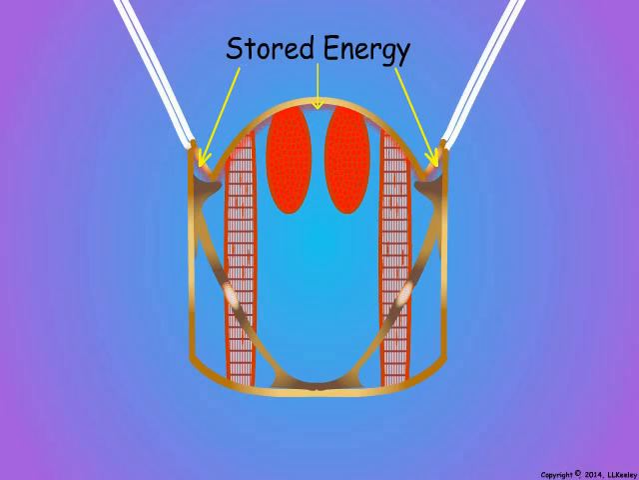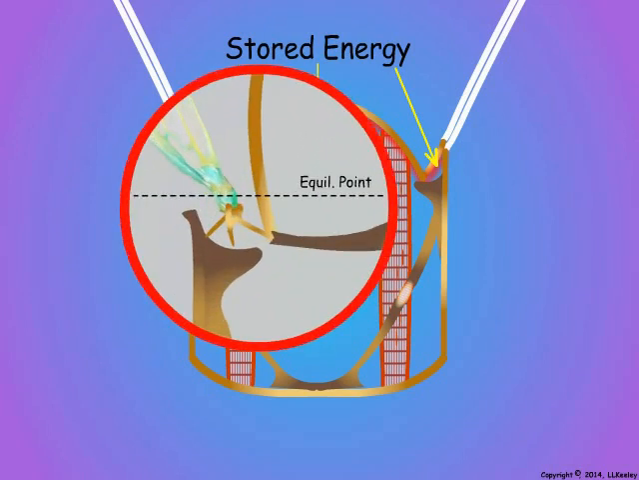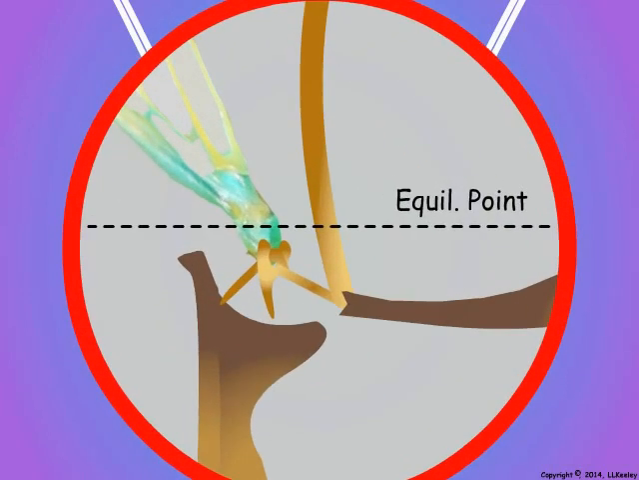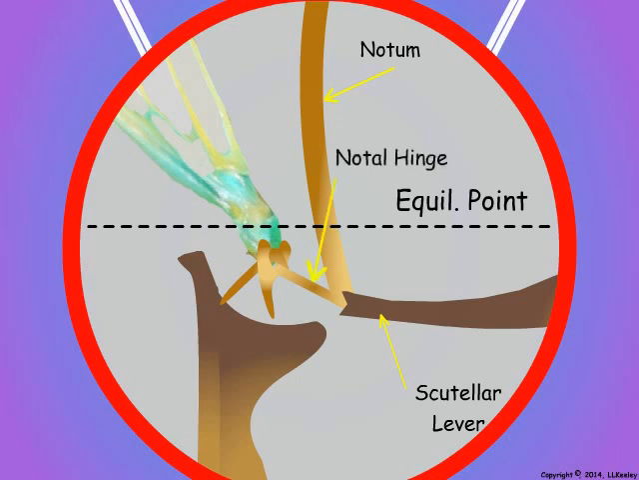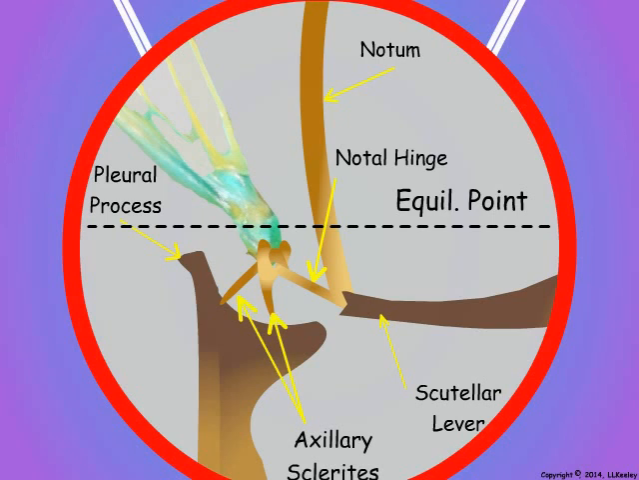Here is a magnification of the wing hinge to demonstrate the details of the movements of the wing and cuticle during the wing beat. Here we see the main sclerites involved with wing movements: the notum, the scutellar lever, the nodal hinge, the pleural wing process, and the first and second axillary sclerites.